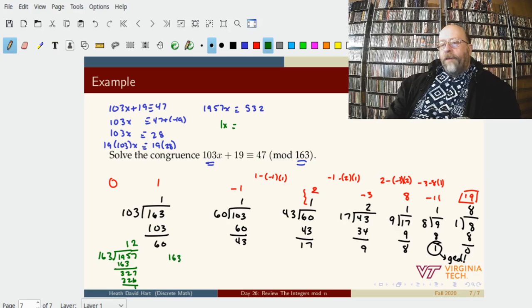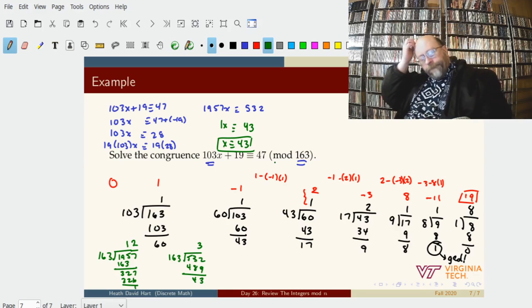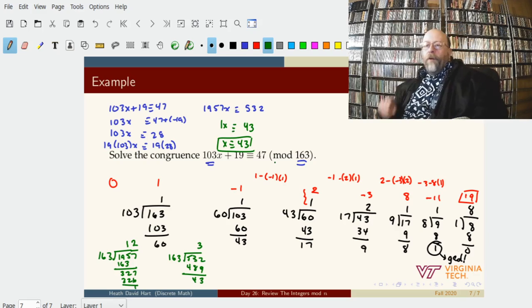Well, I do 163 into 532. That goes 3 times and leaves me with 43. Is that right? 12 minus 9 is 3. That leaves me with 12 minus 8 is 4. And so x is equivalent to 43. Okay? So that's the solution to this congruence.